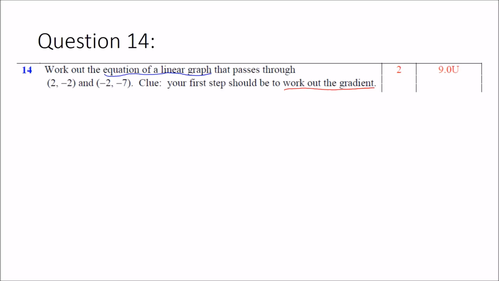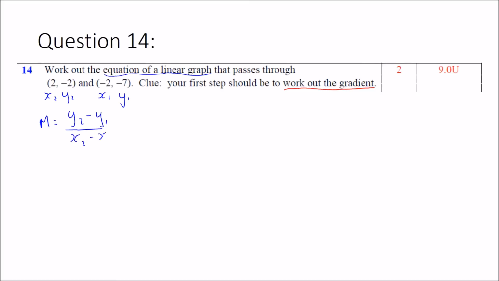So, okay, work out my gradient first. So let's label these 2. Now, this is x1 because the x value here is lower than the x value there, and so therefore this is y1. This is x2 and this is y2. Now working out the gradient is easy. We just use our formula, which should be in your bound reference.